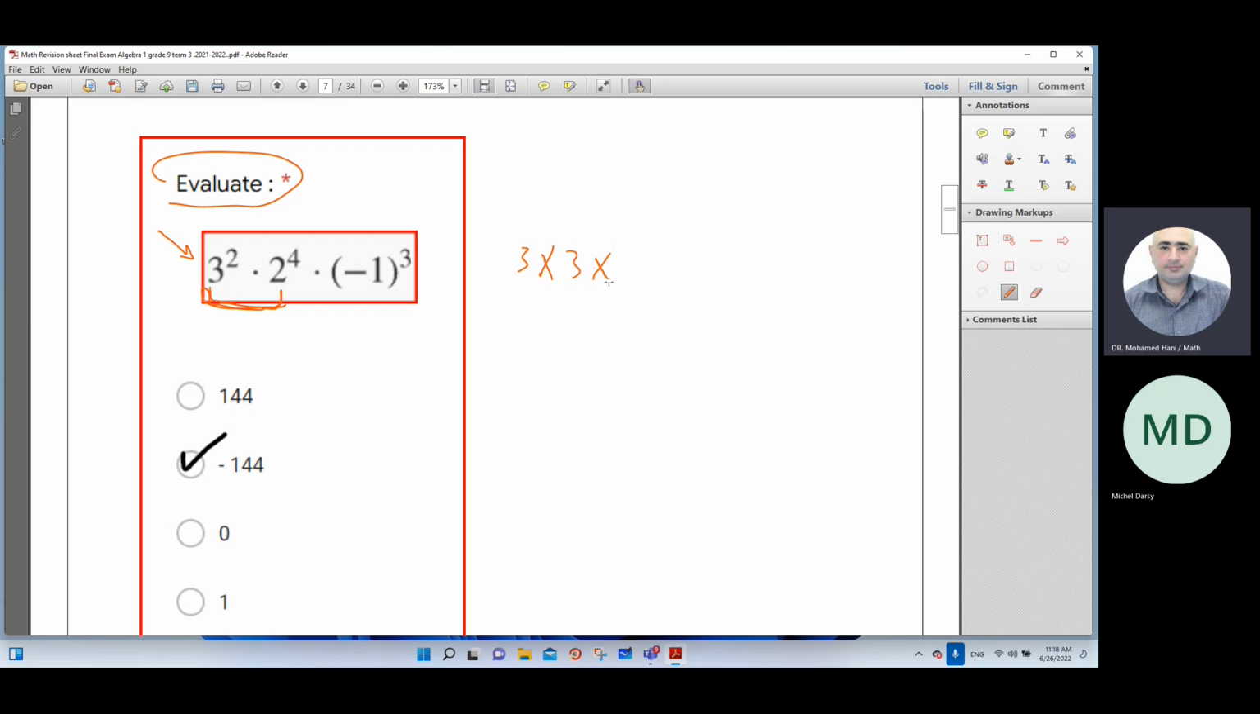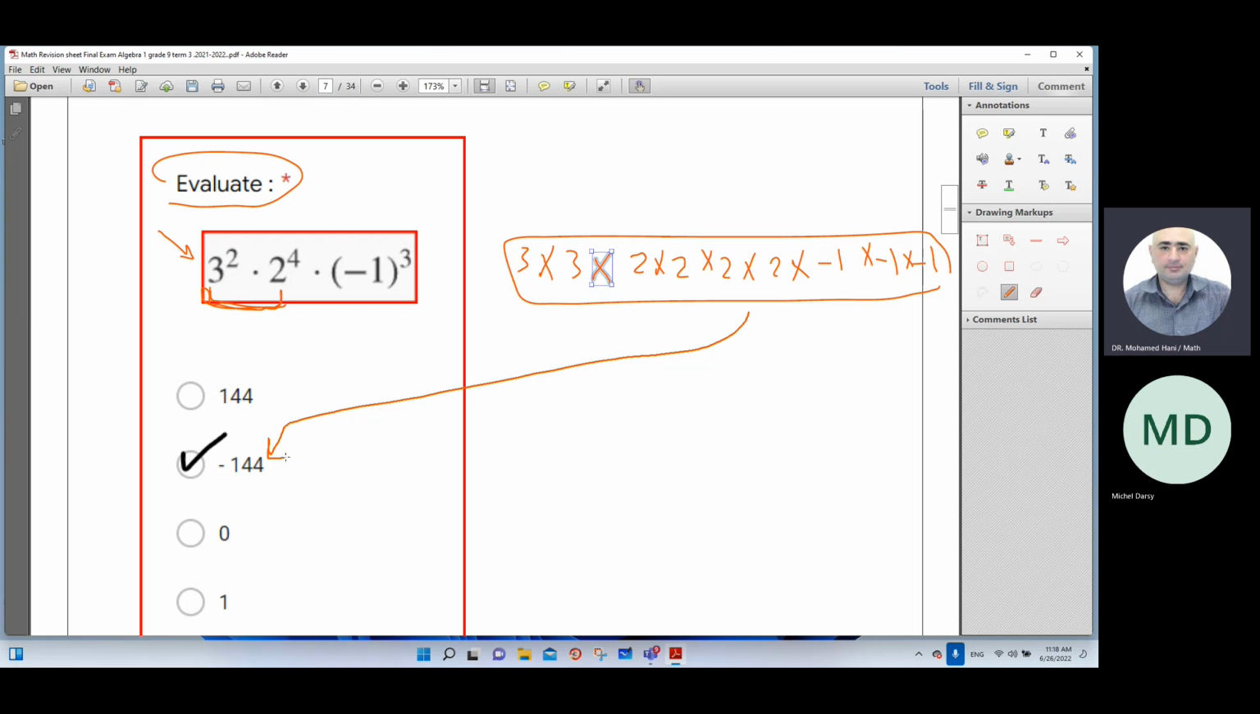Then 2 to the power 4 means 2 times 2 times 2 times 2. And minus 1 to the power 3 means minus 1 times minus 1 times minus 1. If you find the product, if you multiply all the numbers here, you will get negative 144.